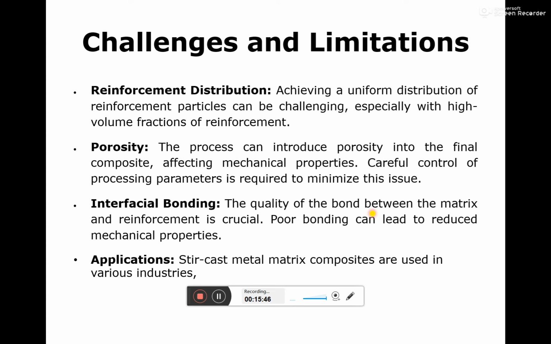Okay. And one other disadvantage, or limitation, is interfacial bonding. The quality of bonding between the matrix and the reinforcement is sometimes poor. The reinforcement particles may not be properly bonded to the matrix, especially if you are not maintaining appropriate wettability conditions. Then the reinforcement particles may not properly bond with the matrix material. That is one of the limitations of these metal matrix composites. Okay.